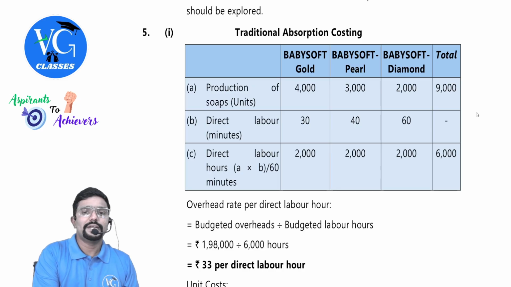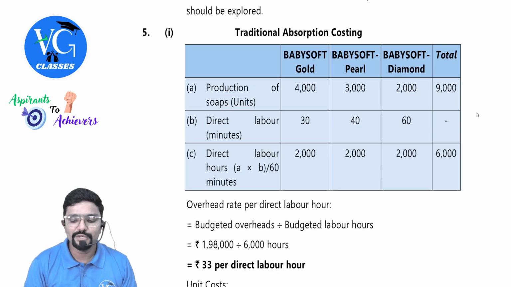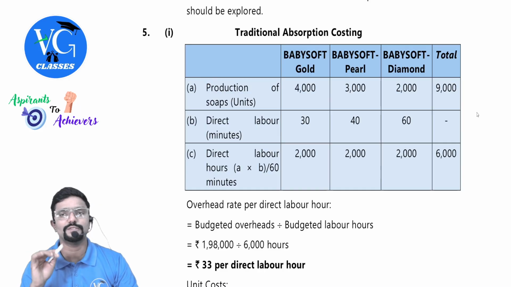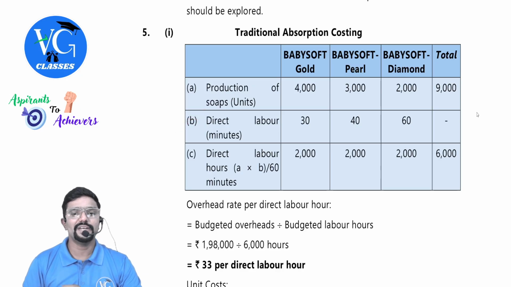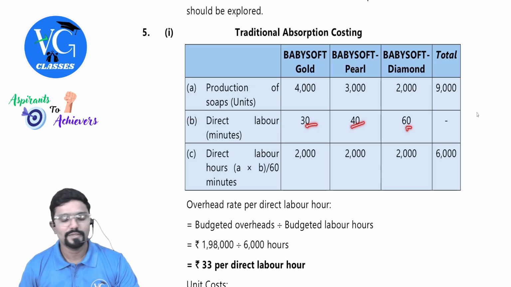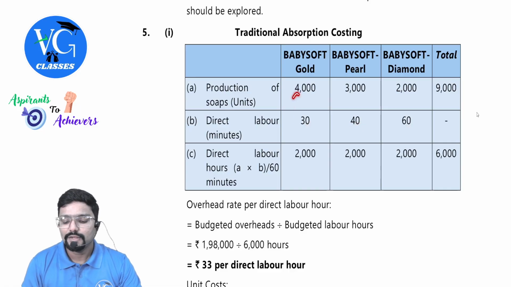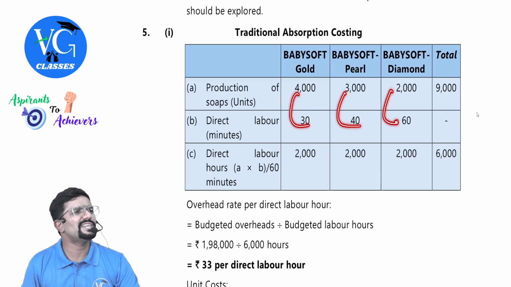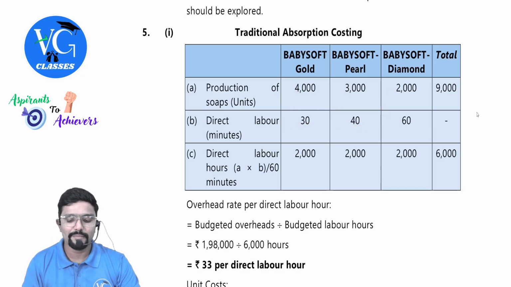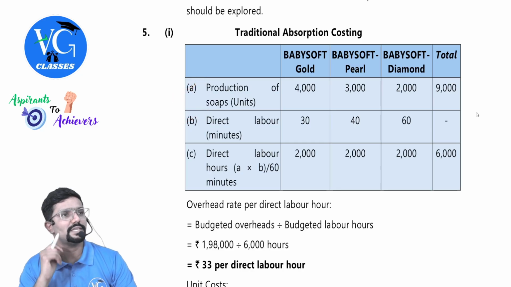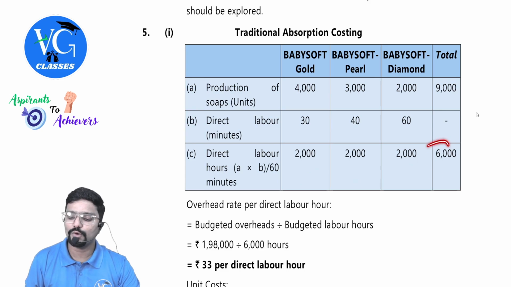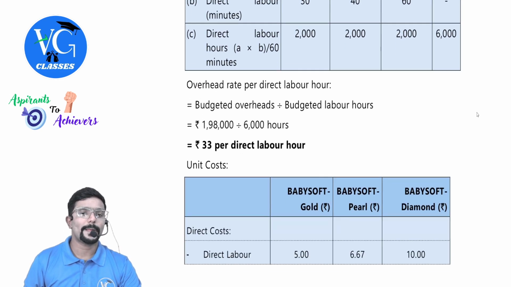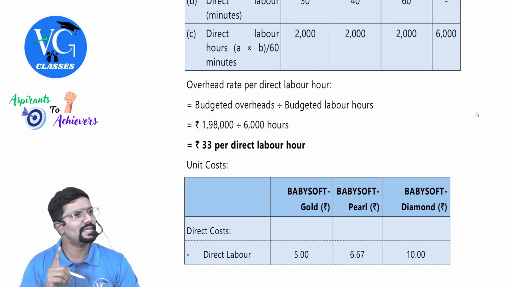Coming to the fifth question now. Traditional absorption costing. Production units 4,000, 3,000, 2,000. Total is 9,000. Direct labor minutes: 30, 40, 60. Now first multiply, you will get total minutes. But we want hours, so how can I calculate it? Divide by 60. So A into B divided by 60. We get 2,000, 2,000, 2,000. Total is 6,000. Now, have they given the total budgeted overhead? Yes, it is given in the question.